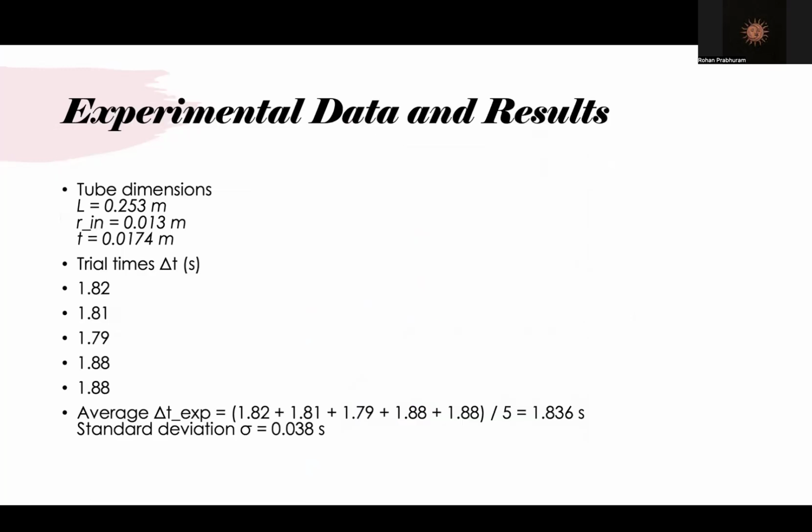Now, looking at our experimental data and results, in our experiment, the tube dimensions are L equals 0.253 meters, R in equals 0.013 meters, T equals 0.0174 meters. The 5 trial times in seconds were 1.82, 1.81, 1.79, 1.88, and 1.88. Computing the mean gives a value of 1.83 seconds with a standard deviation of 0.038 seconds.